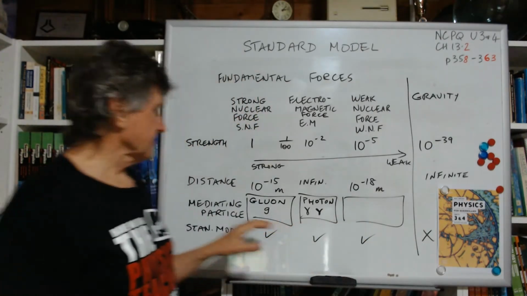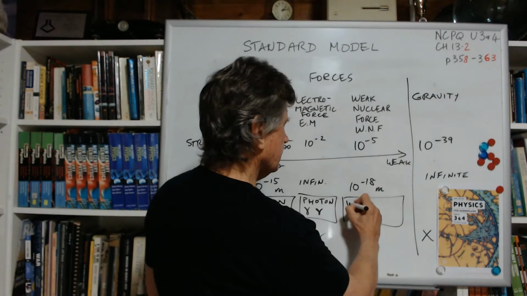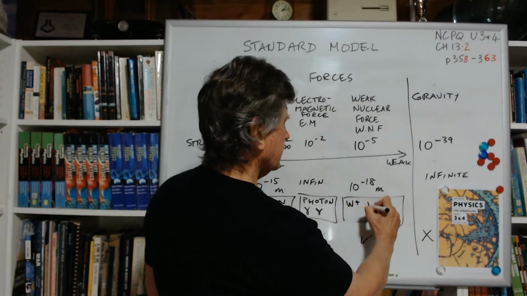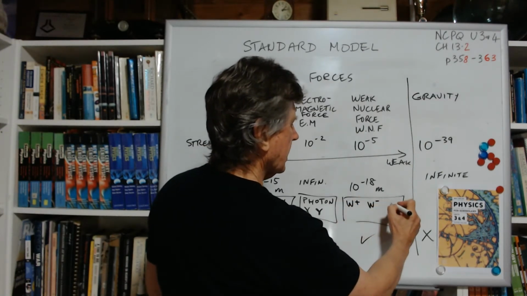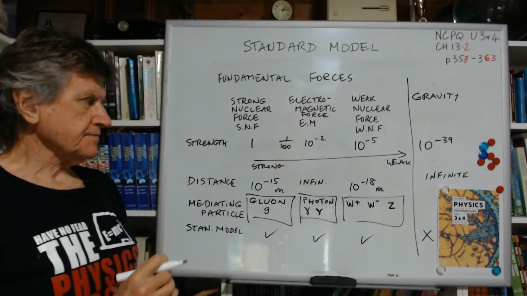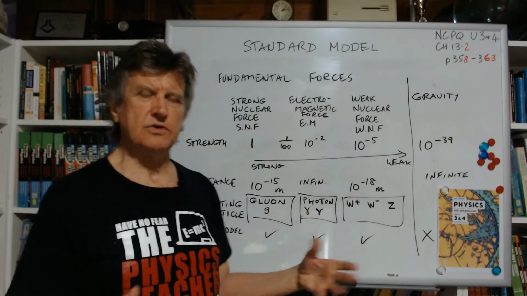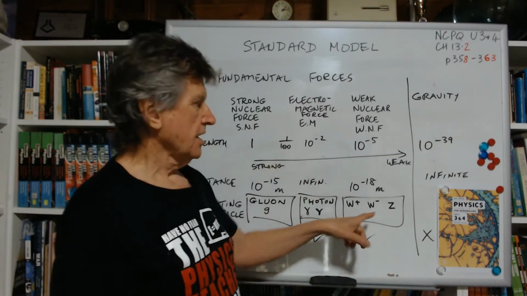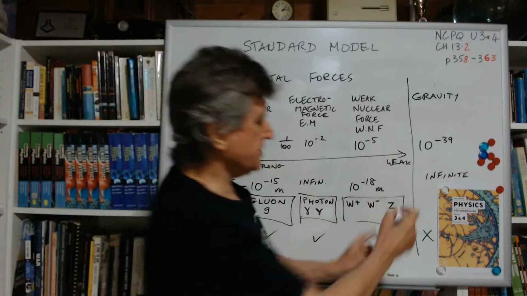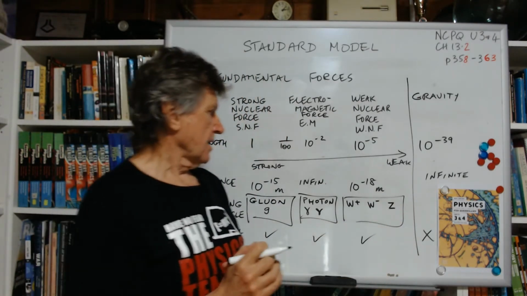Now there's three mediating particles. There's the what's called the W plus, W minus, and Z. Okay, now the W is for weak. The positive and negatives talk about the electric charge, and the Z, sometimes they put a little zero after it to indicate it's a neutral particle.